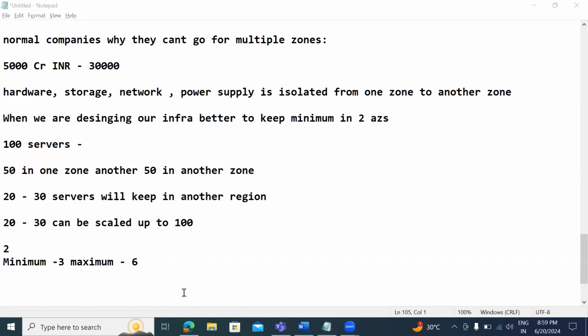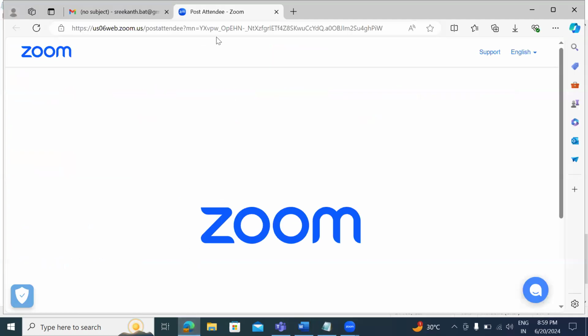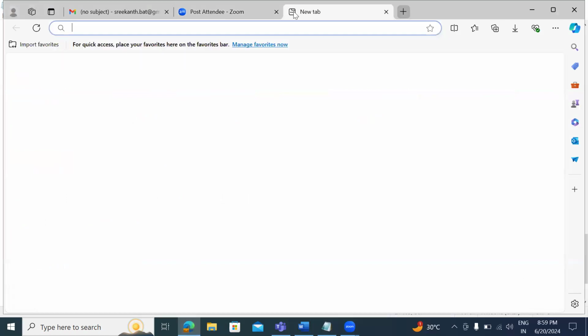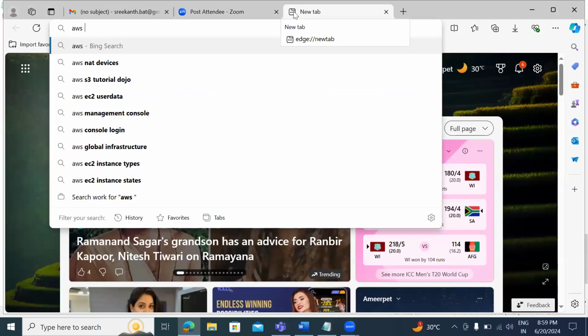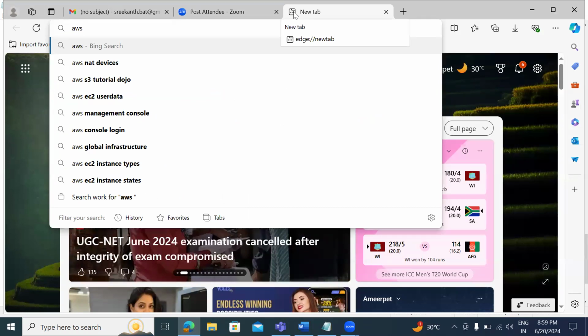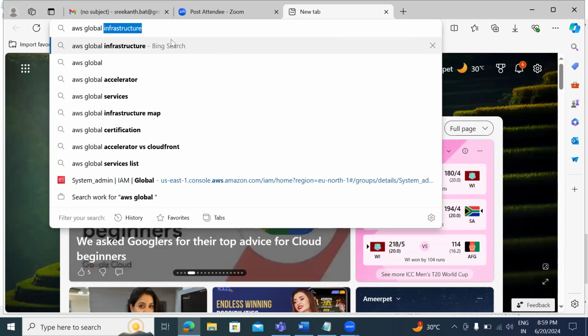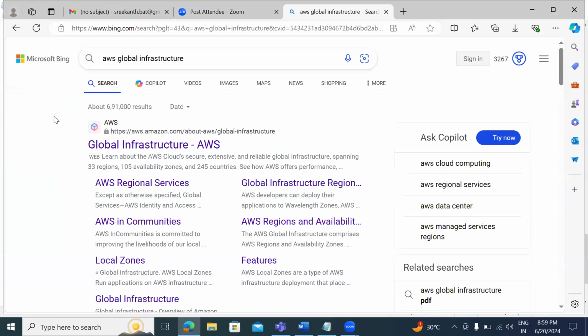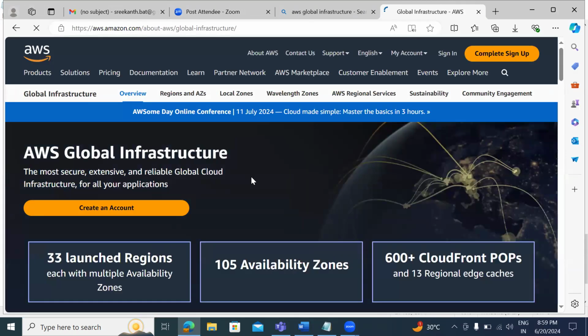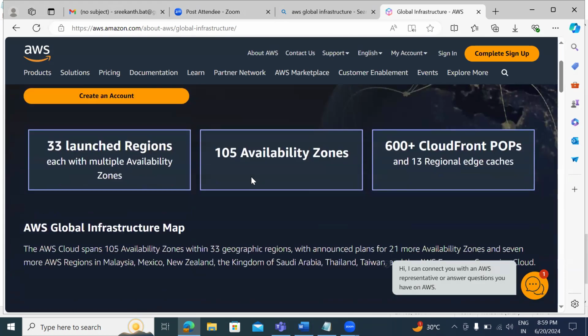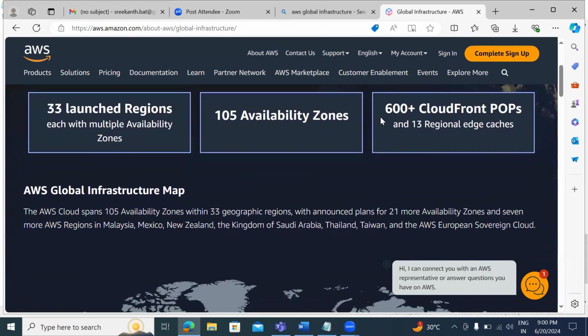So now try to understand. I'll show one interesting map. In Google, type AWS Global Infrastructure. How many regions do they have? 33 regions, 105 availability zones, and 600 edge locations. What those are, we'll also discuss.